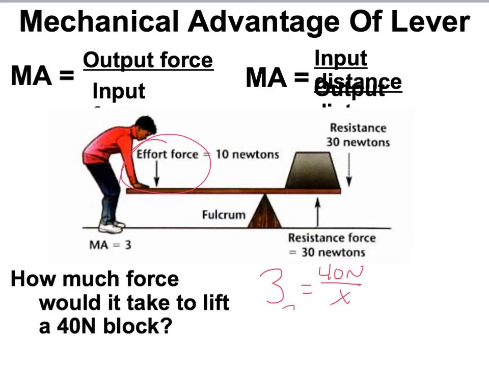Shuffling around the numbers by multiplying both sides by x, we get 3x equals 40. And if you divide 40 by 3, what you'll get is 13.3 repeating newtons. Do you see the advantage of using a machine? Less force.